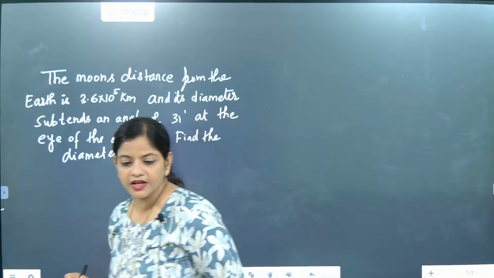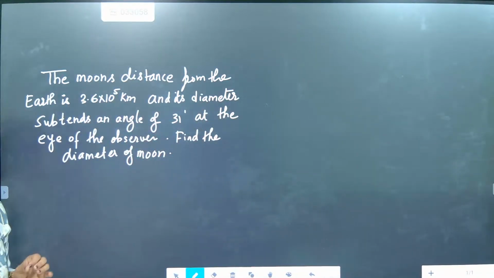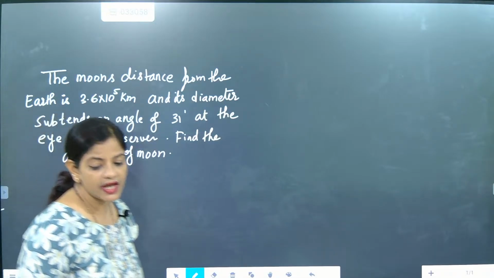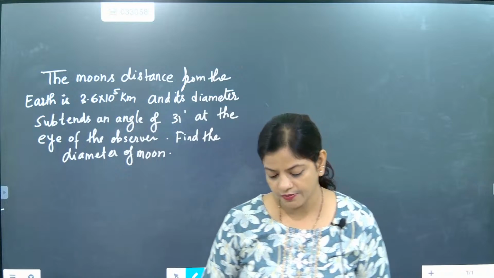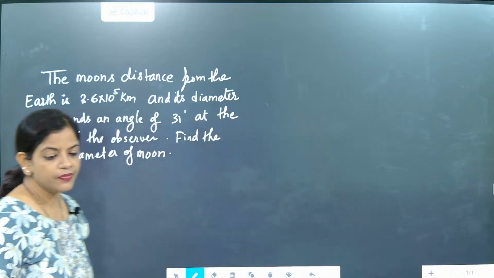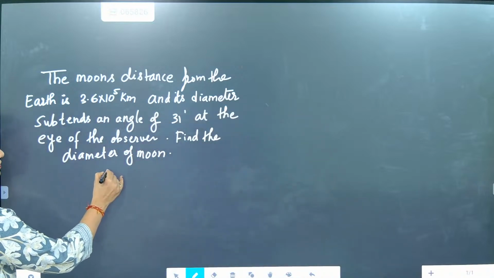What you have to find here, beta, is the diameter of the moon. First we will draw it and then we will solve. And one more thing I will teach you here, which is very important. Now listen, beta. First, this is the moon.